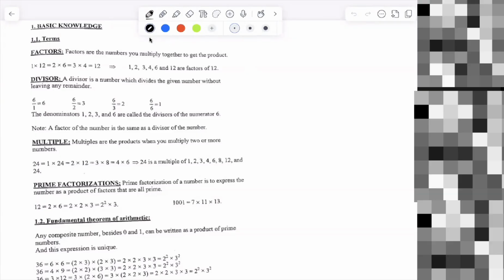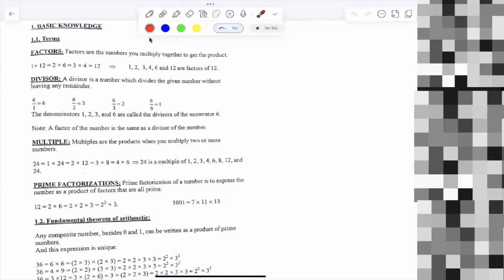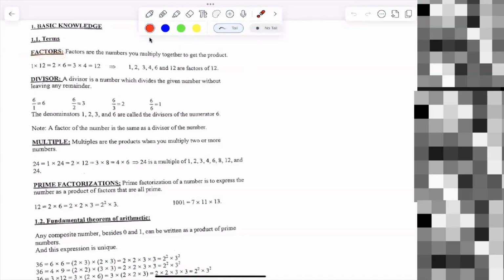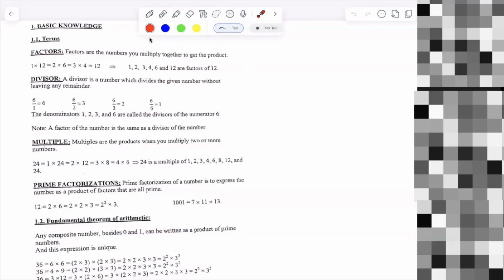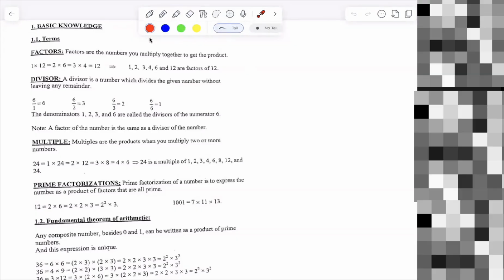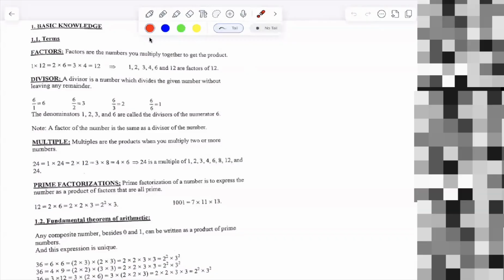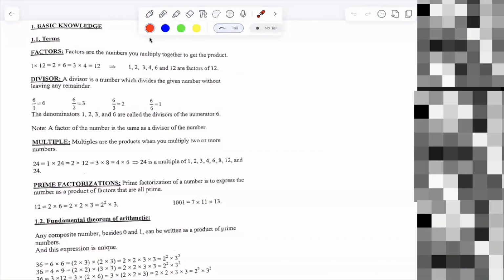Okay, let's go over the terms. A factor, right over here. Factors are the numbers you multiply together to get the product. For example, 1 times 12, 2 times 6, 3 times 4, all equal to 12. So we know that 1, 2, 3, 4, 6, 12 are factors of 12.